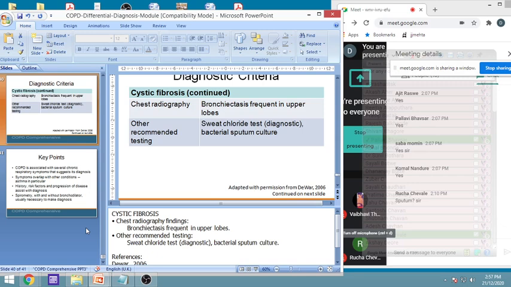Then other diagnostic criteria for cystic fibrosis, it shows bronchiectasis, frequent in the upper lobes. Then the sweat chloride test is there. So check, then go for bacterial sputum culture. So these are various tests which we can check out, we can rule out COPD, and this is how we confirm whether COPD is there, asthma is there, or another pulmonary or non-pulmonary problem is there, and accordingly we can plan for the treatment.